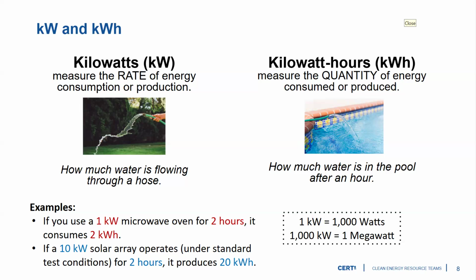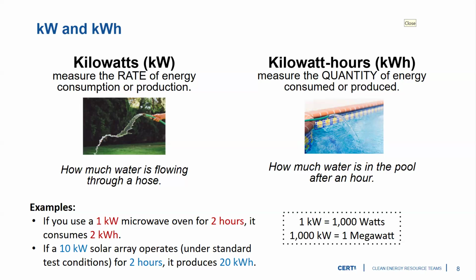Kilowatt hours, in contrast, measures the quantity of energy consumed or produced. So in terms of the water analogy, it would be how much water is in the pool after an hour. A couple of examples. If you use a 1 kW microwave for 2 hours, it's going to consume 2 kilowatt hours. If you have a 10 kW solar array and it operates for 2 hours, it's going to produce 20 kilowatt hours.